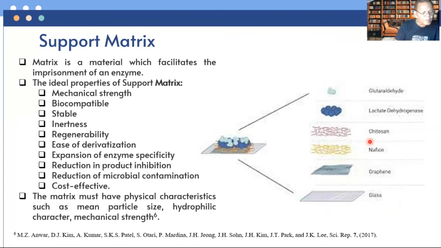Matrix is a material which facilitates the imprisonment of enzyme. Matrices used for enzyme immobilization are usually polymeric materials such as calcium alginate, agar, polyacrylamide, and collagen. However, some solid matrices such as activated carbon, porous ceramic, and diatomaceous earth can also be used for this purpose. There are several ideal characteristics of a support matrix.